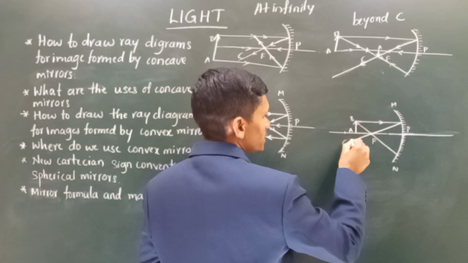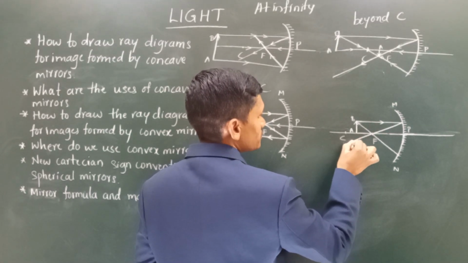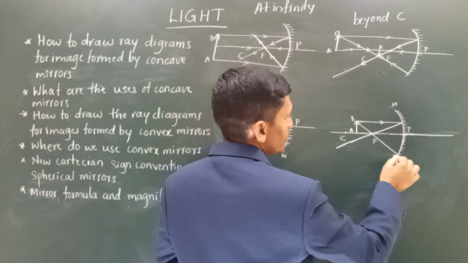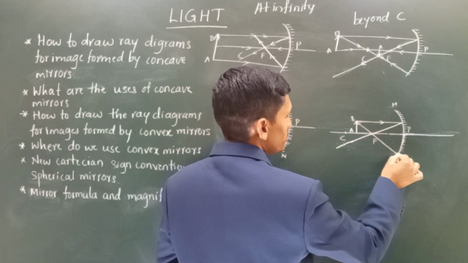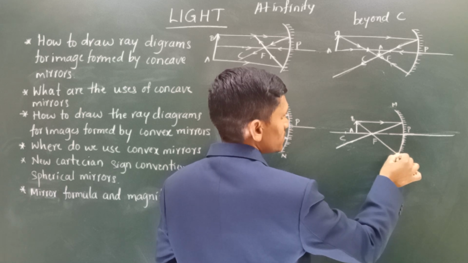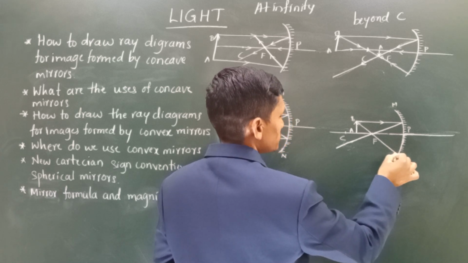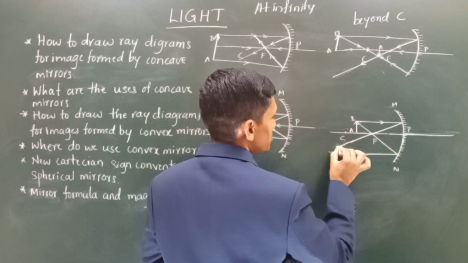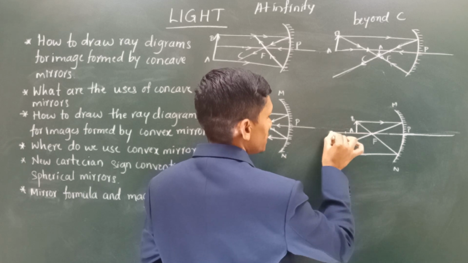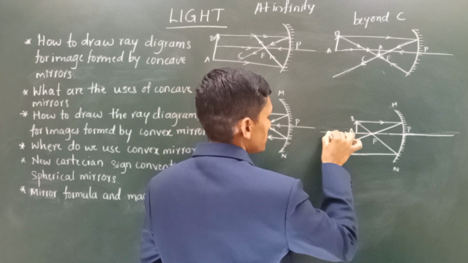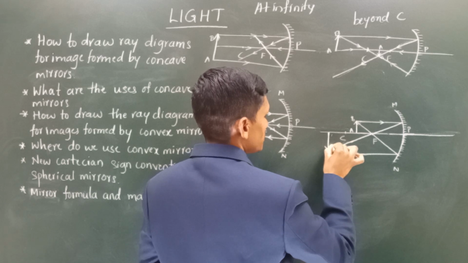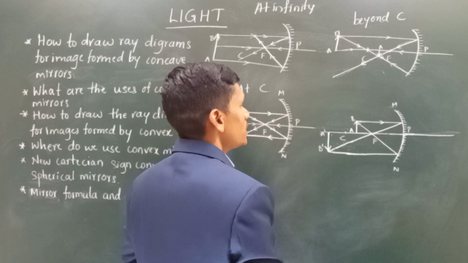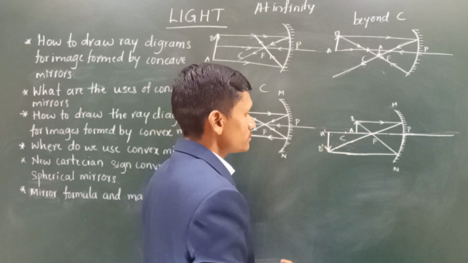Next, now a ray which is passing through the principal focus should emerge parallel to the principal axis after reflection, as you know already, right? So where these two rays are meeting each other, at this position we get the image. Now you can see this is A dash, B dash, you can show. Now the image is beyond C.